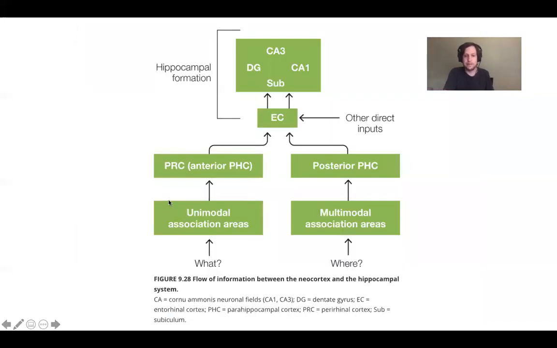The perirhinal cortex gives what information? So this is telling you, what are the items that I'm remembering? What are the objects that are relevant that I'm trying to encode information about? Item or what information, what the objects are. The where part of this, the posterior parahippocampal cortex, you can think of this as kind of providing spatial context. So where objects are relative to each other and where objects are relative to a given room, though it does get a little bit more complicated.